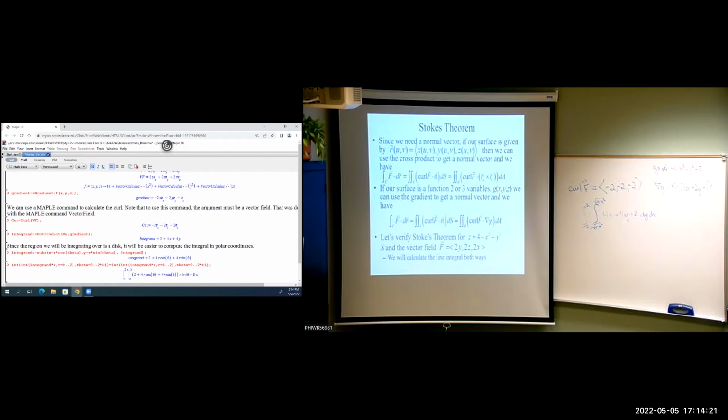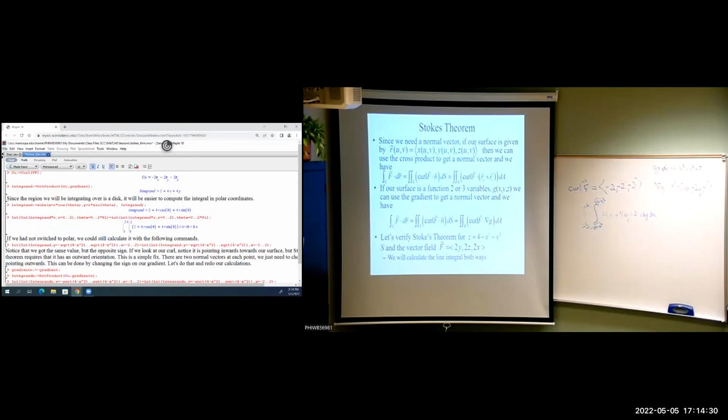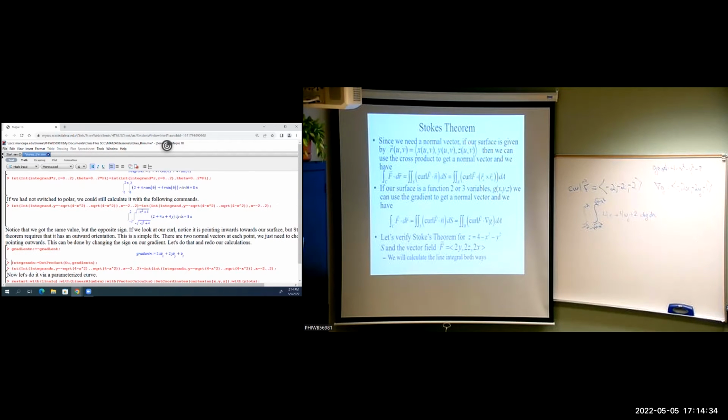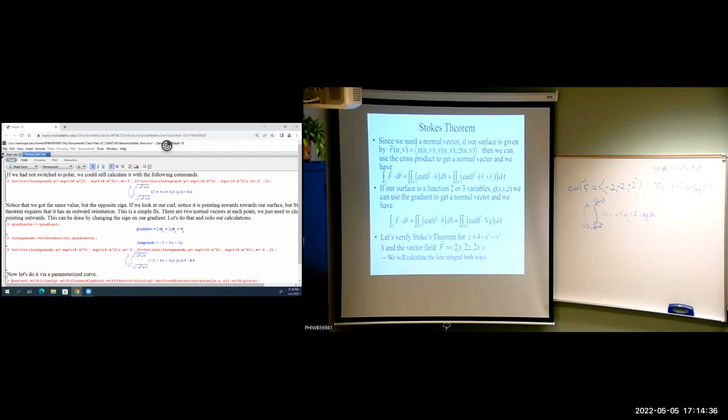Is that a big deal? No, it just means the answer is going to have the opposite sign. That's the only thing it means. It's a real easy fix. So, oops. All we got to do here, we change the gradient, and now there's our -8 pi. Okay. And so that is how we would do it in rectangular coordinates. Questions about that?